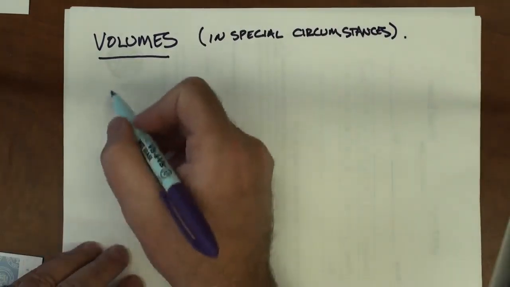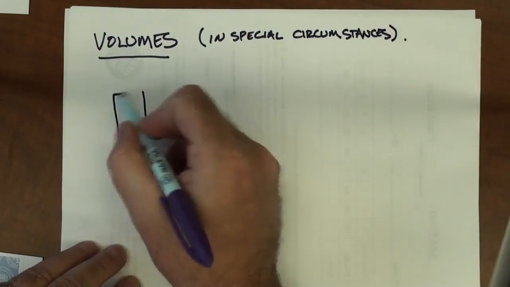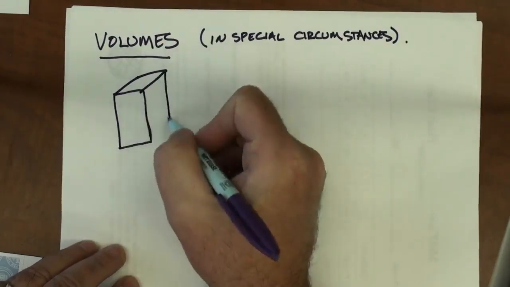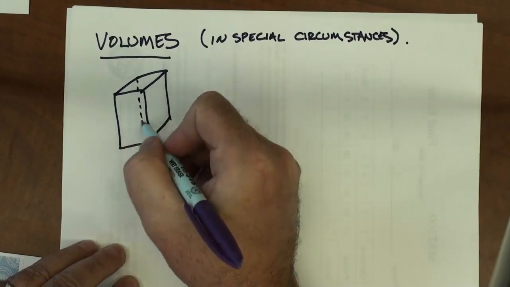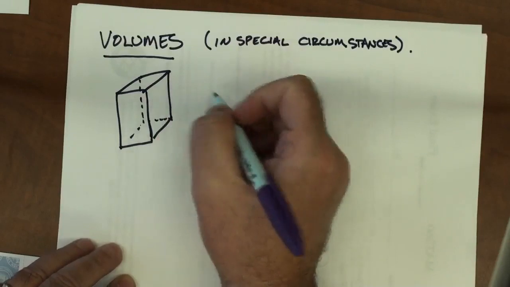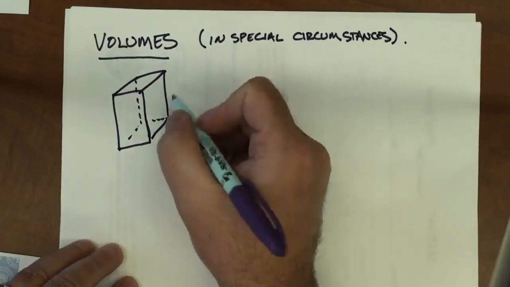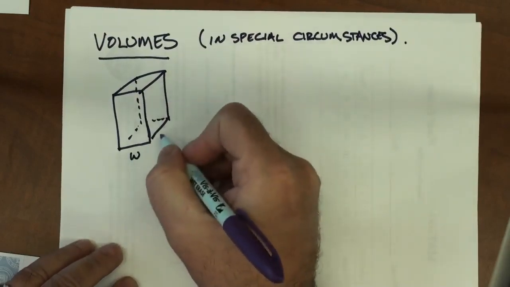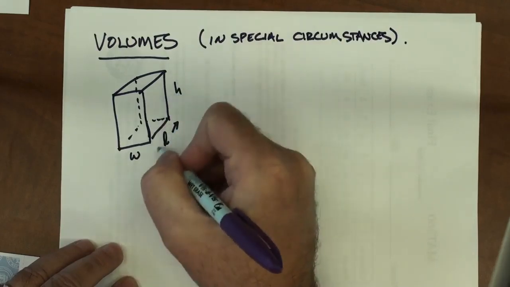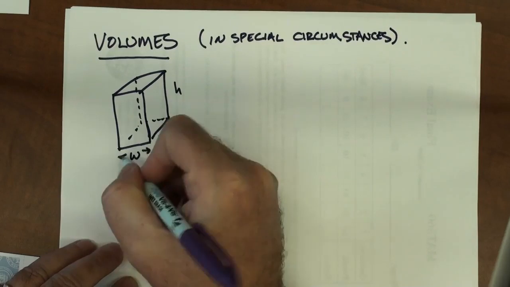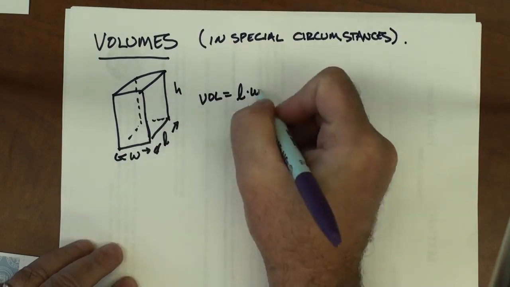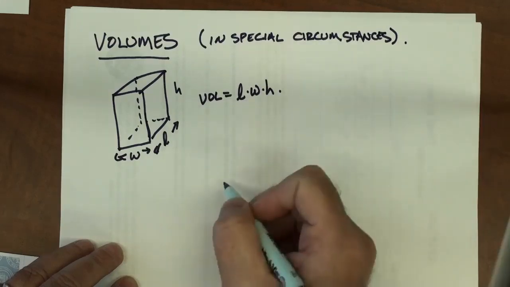So, for example, things you already know, without integration, if I have a rectangular thing that is, say, width, height, no, height is usually up, width, length, and height, what's the volume of this? Length times width and height.